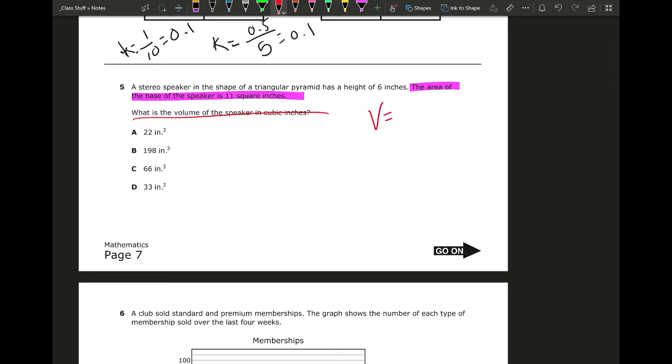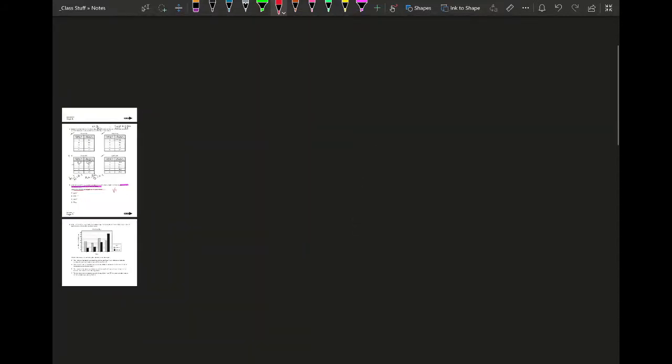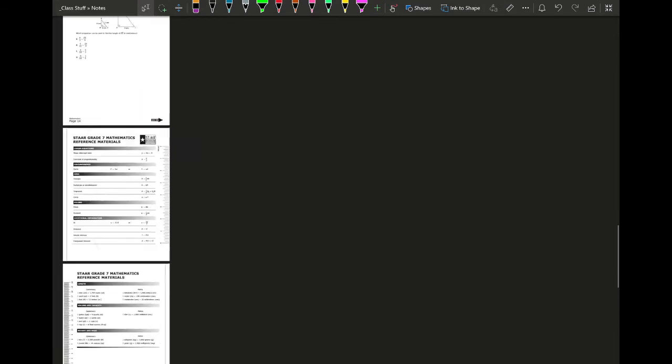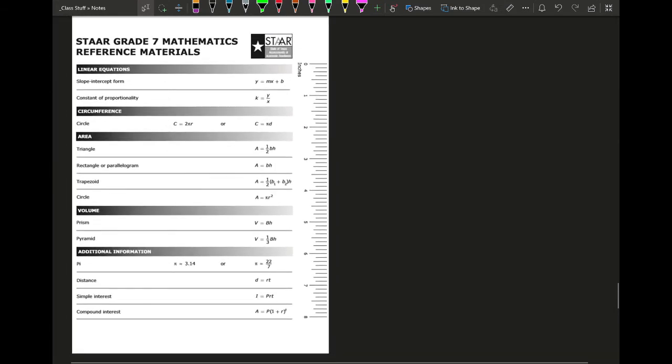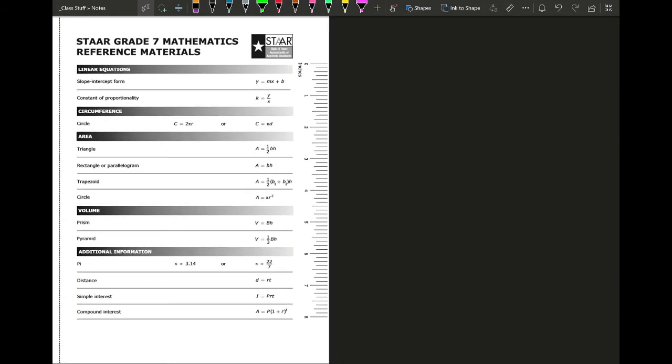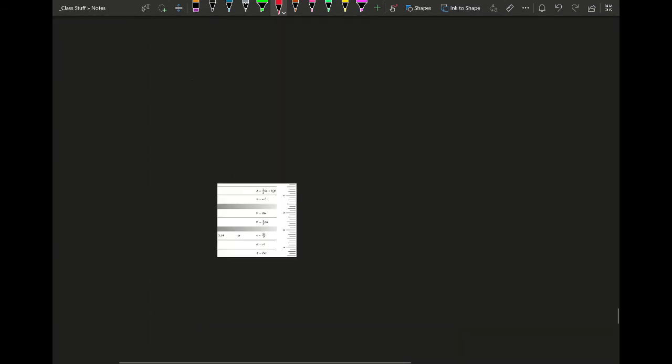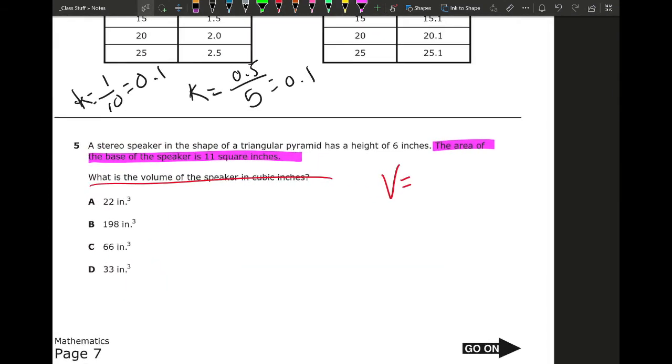Again, volume. This formula is given to you on the formula sheets right there. And I think we're looking at a pyramid, so we're going to use the bottom one. We're going to use 1/3 BH or BH divided by 3. But this is given to you. You don't have to memorize it. V equals uppercase B times the height, and then divide by 3.